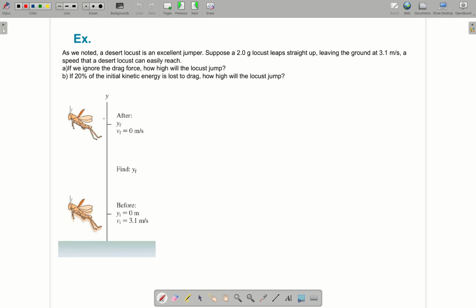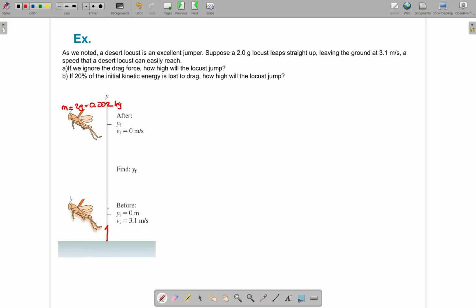This will be my last question here, and I'm gonna also post some more examples later on. This one would be like a regular classic energy conservation question. As we noted, a desert locust is an excellent jumper. Suppose a 2-gram locust, so I'm going to stop here. Mass of this guy is 2 gram. Convert to kilogram, divide by 1,000. I'm going 3 steps back, 0.002 kilogram, SI units, remember? Leaving ground at 3.1 meters per second.